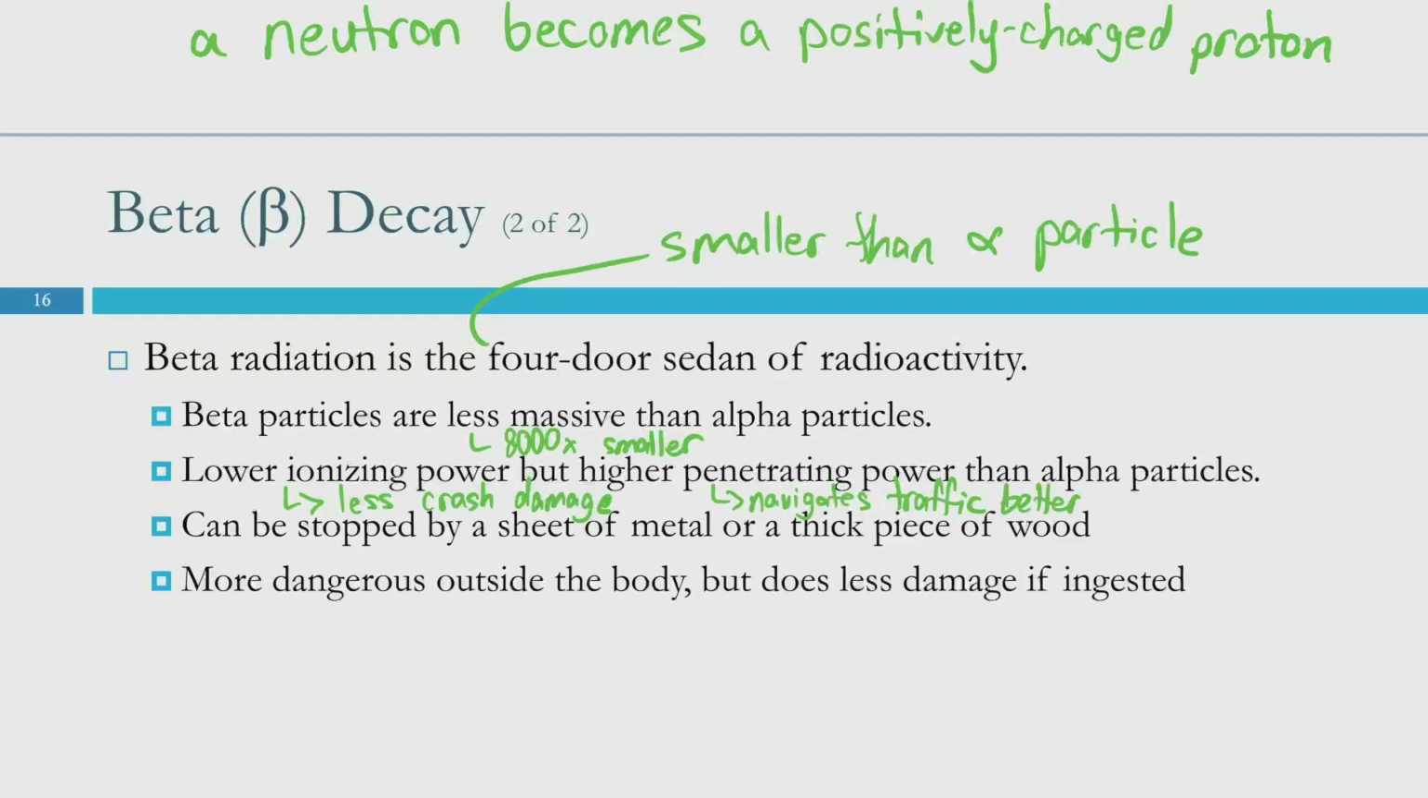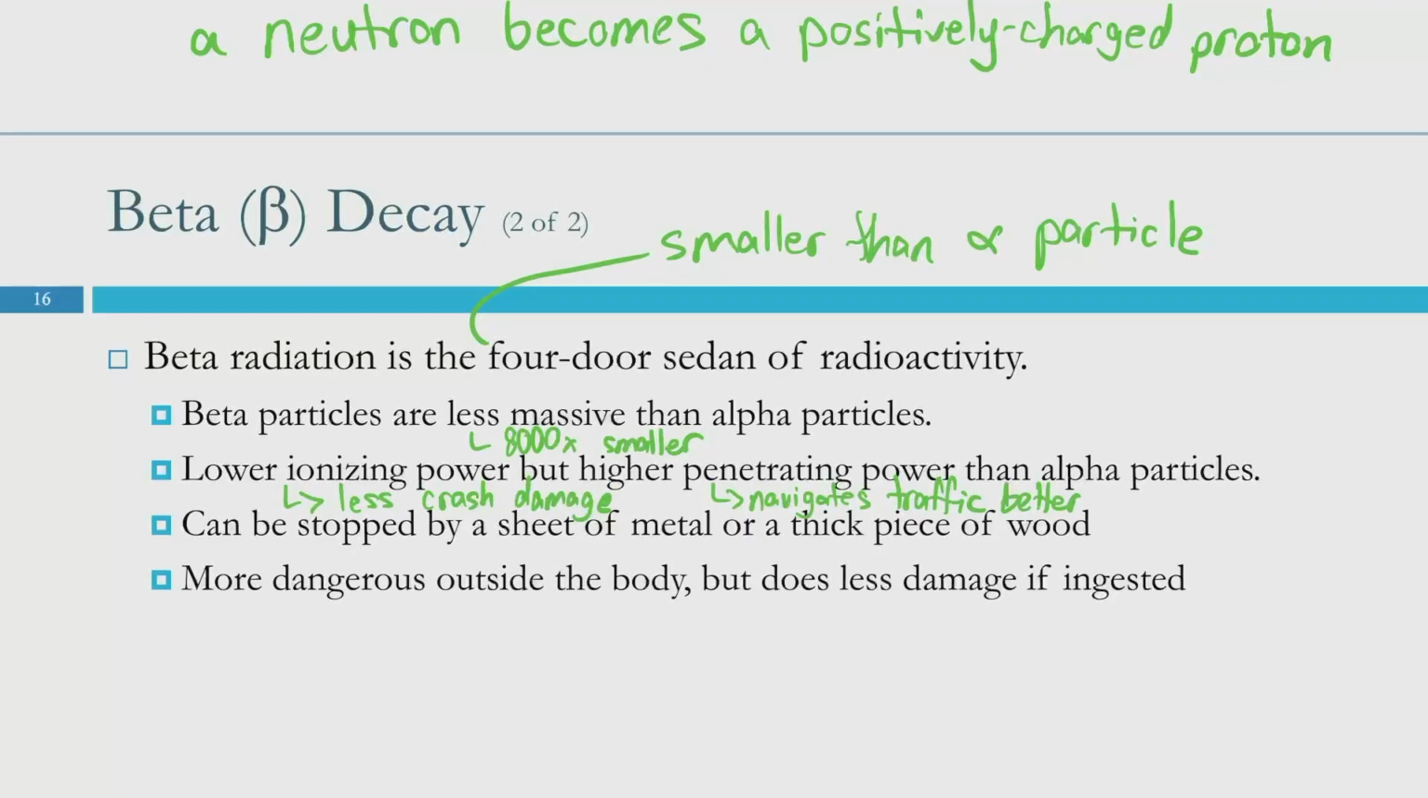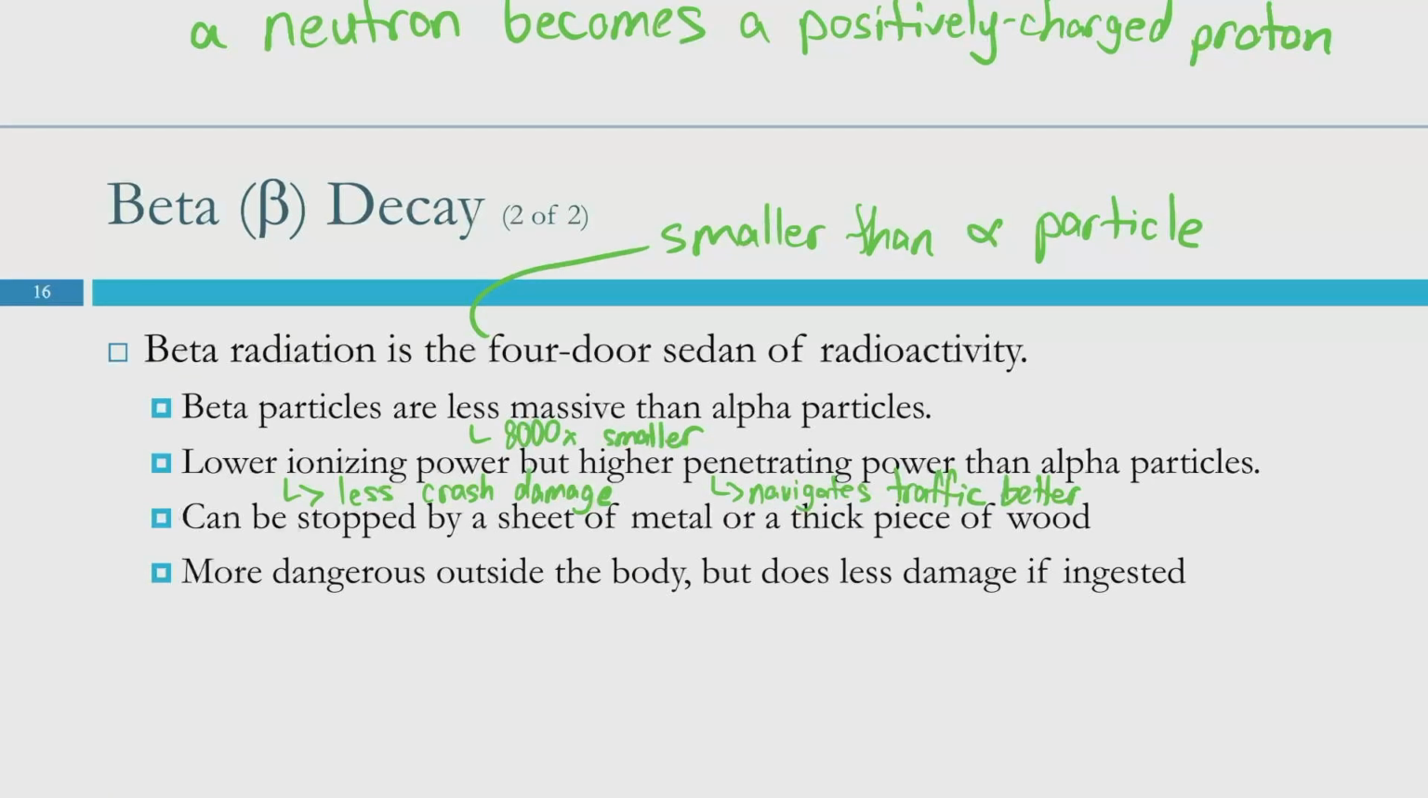It navigates traffic a little bit better than our semi-truck, our alpha particle, because of its size. So since it's smaller, it can slip between the crevices. It's got more opportunity to not hit stuff. It can make its way through smaller gaps. It can be stopped, for example, by a sheet of metal or possibly a thick piece of wood.